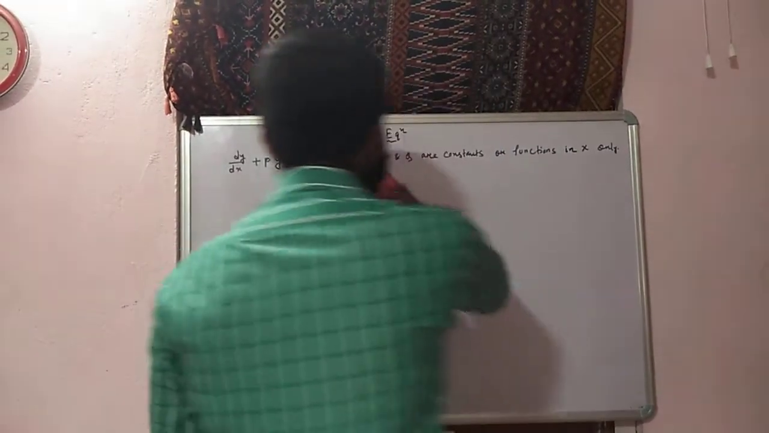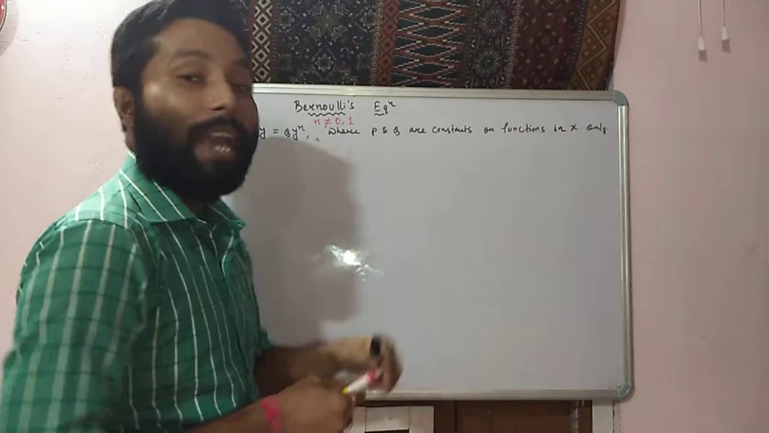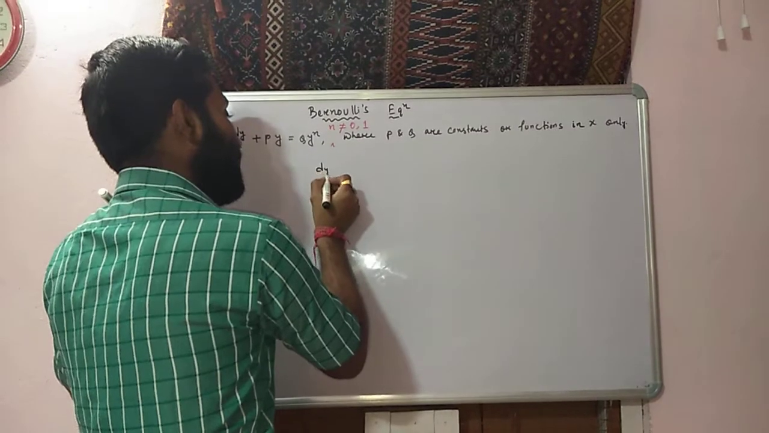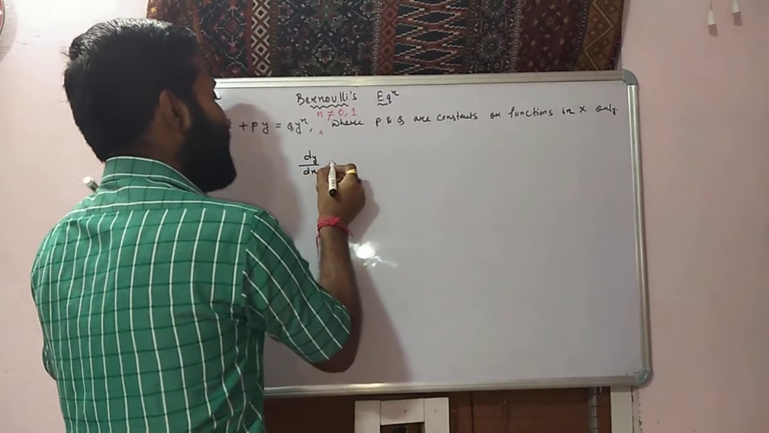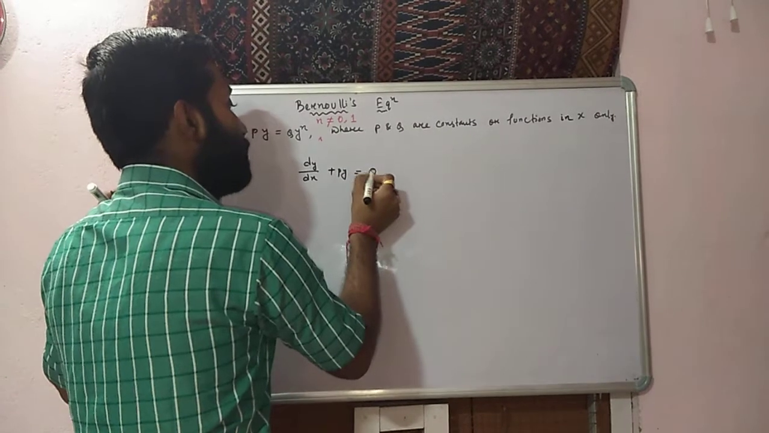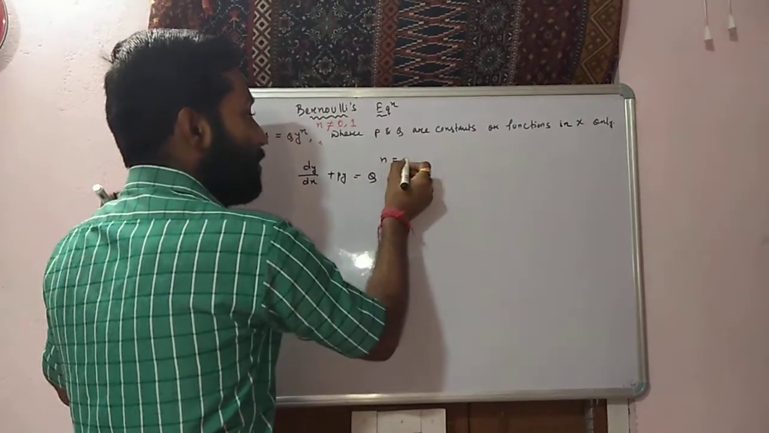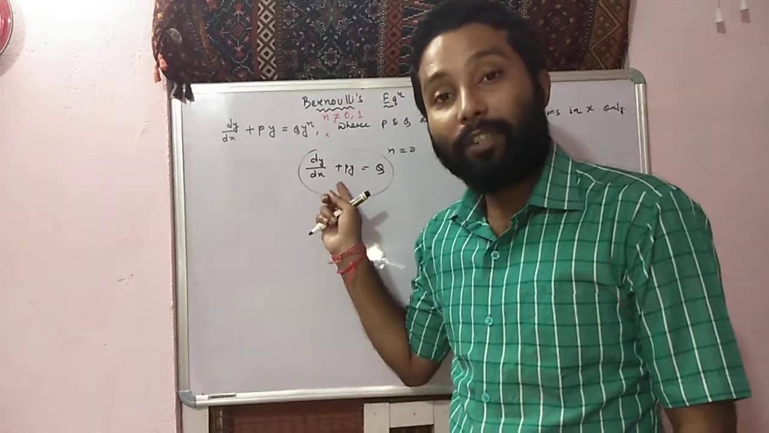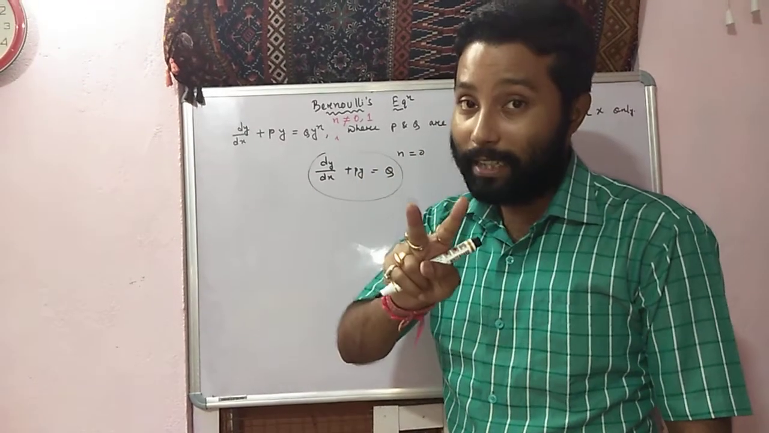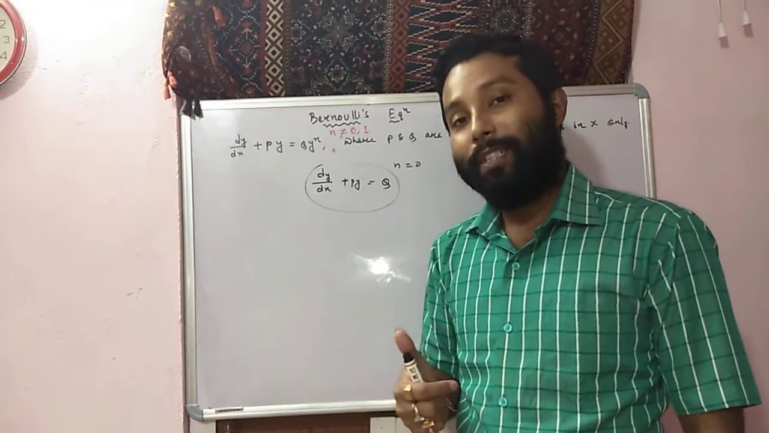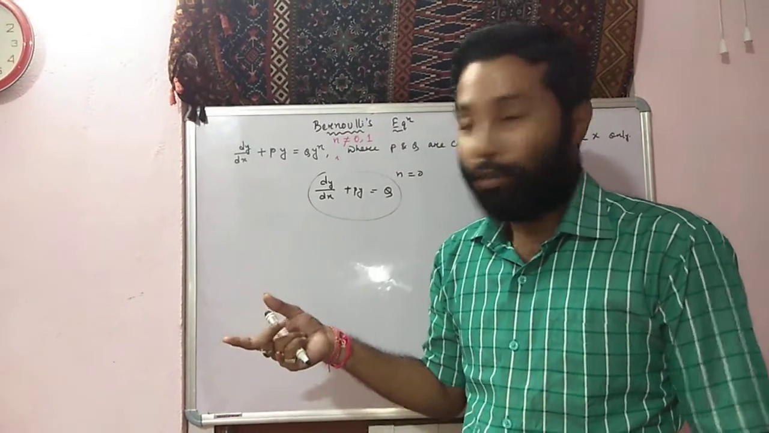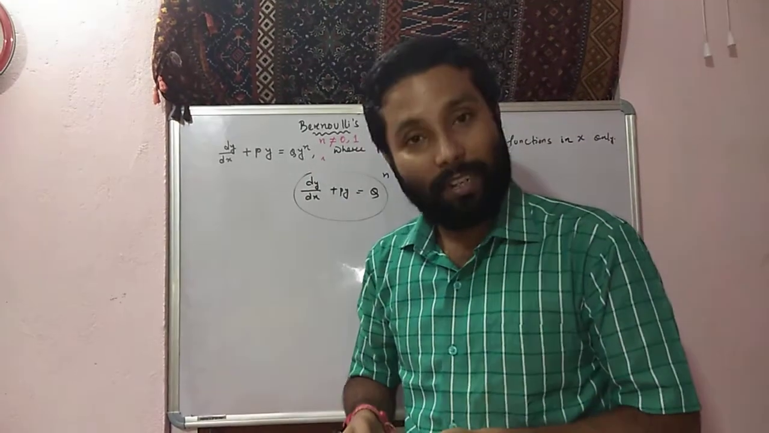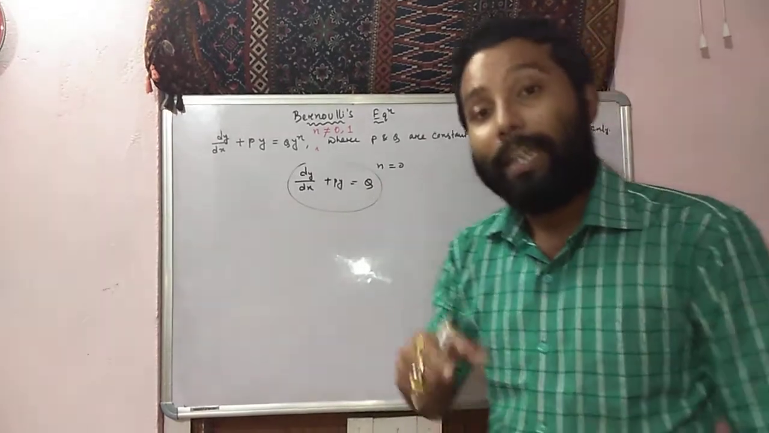See what will happen if I put n equal to 0. Why can we not put n equal to 0 and n equal to 1? If I put n equal to 0 in this equation, then this equation becomes dy by dx plus py equal to q. Clearly we can say that it is a linear differential equation of type 1. There are two types of linear differential equation, and this is type 1, which I discussed in the last class. So if I put n equal to 0, it becomes a linear differential equation, so what would be the difference between that and Bernoulli's equation? That's why we cannot put n equal to 0 in Bernoulli's equation.